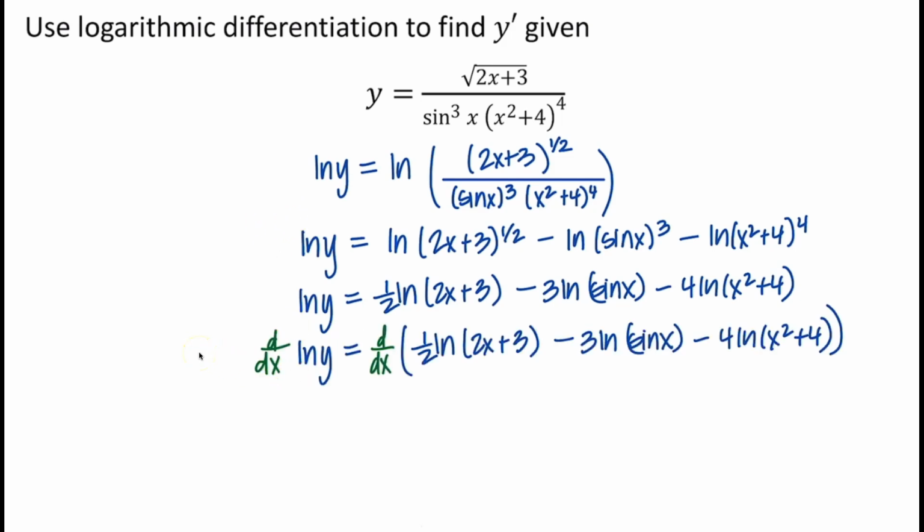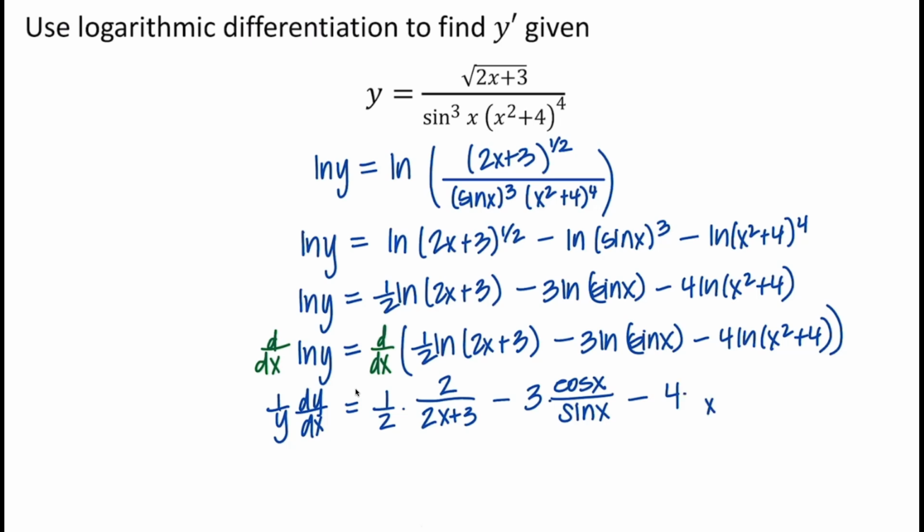So here the derivative on the left-hand side is going to be that 1 over y dy dx, and then we can do the derivative of each piece on the right separately. So we're going to have 1/2, and then we'll put the 2x plus 3 in the denominator and its derivative 2 in the numerator, minus 3 times, here we'll put the sine x in the denominator and its derivative, cosine x, in the numerator, minus 4 times, we'll put x squared plus 4 in the denominator and 2x in the numerator. So we'll go ahead and simplify just a little bit.